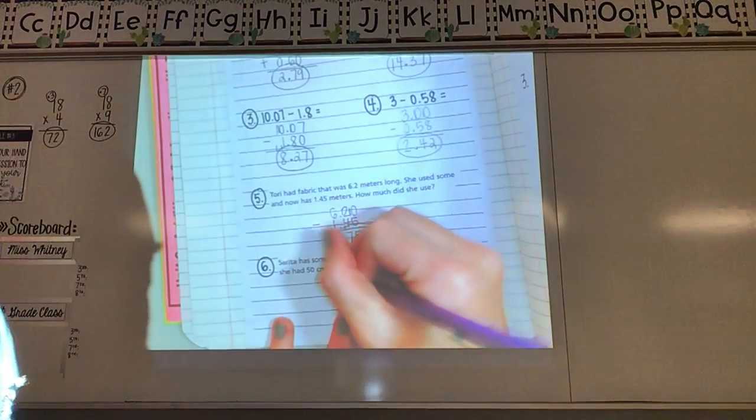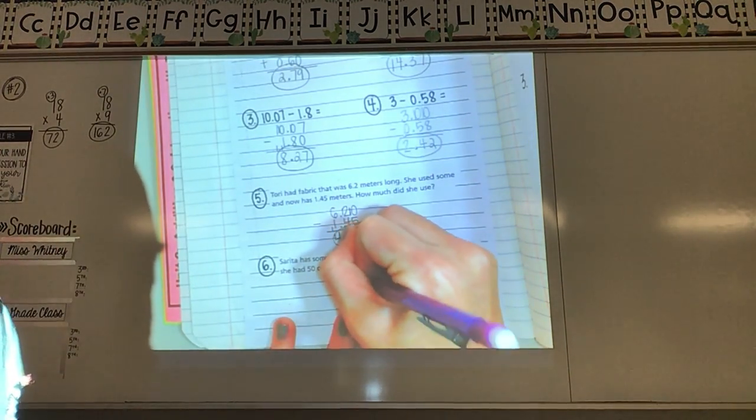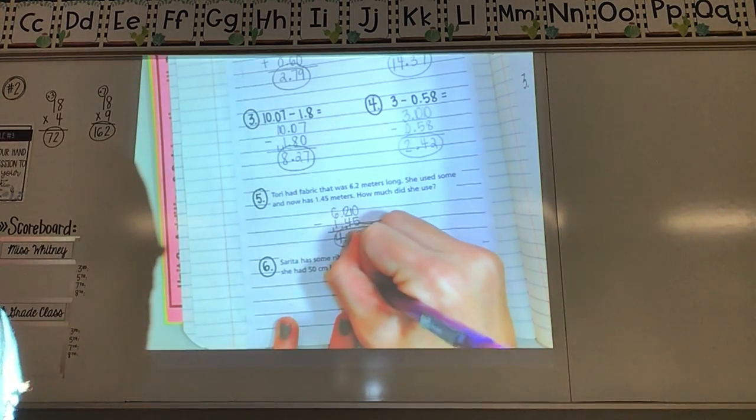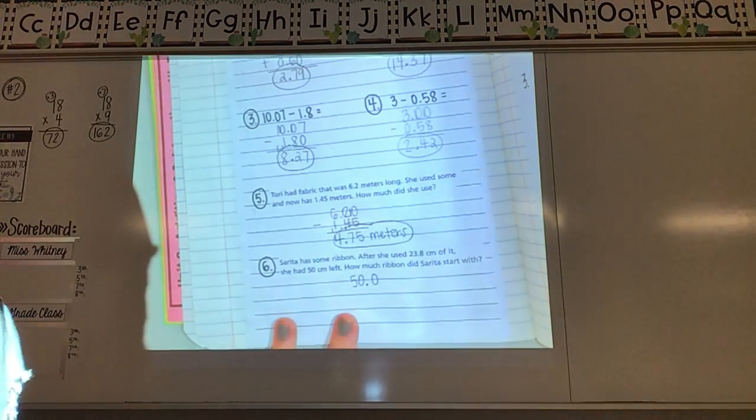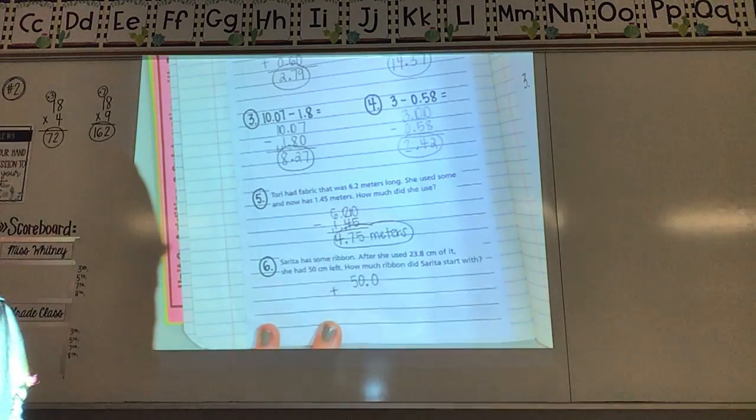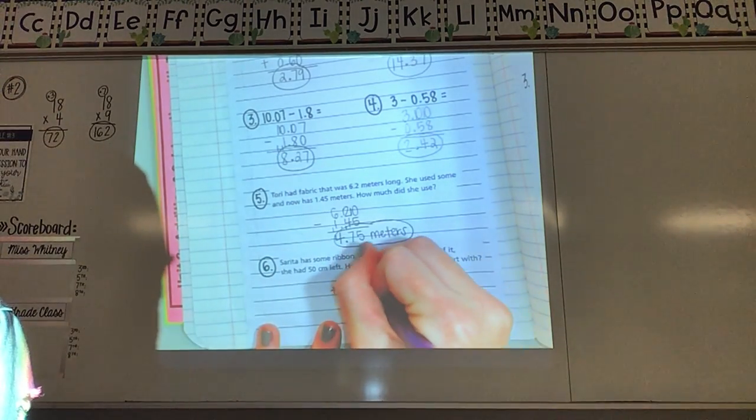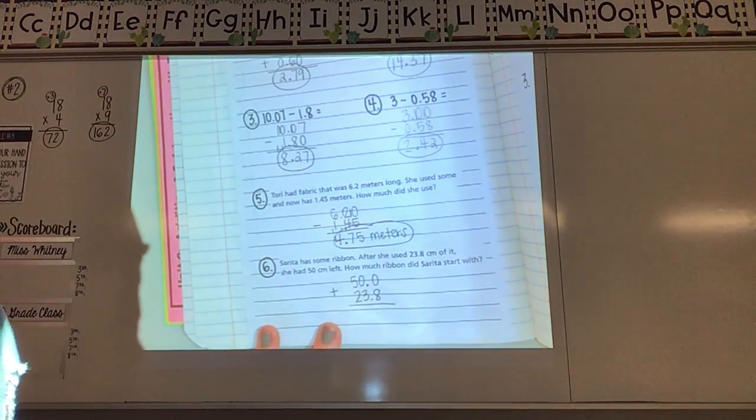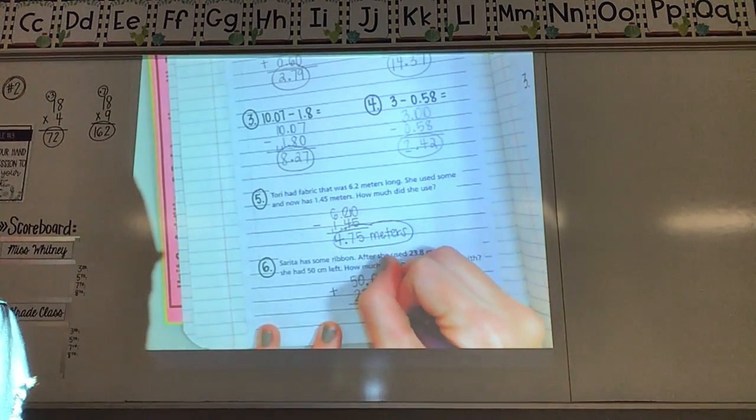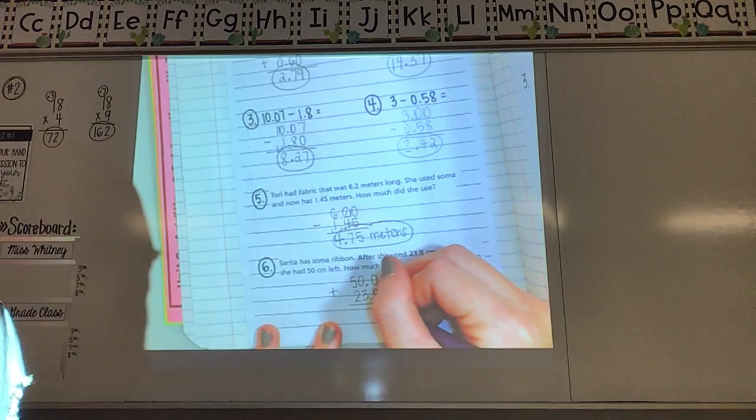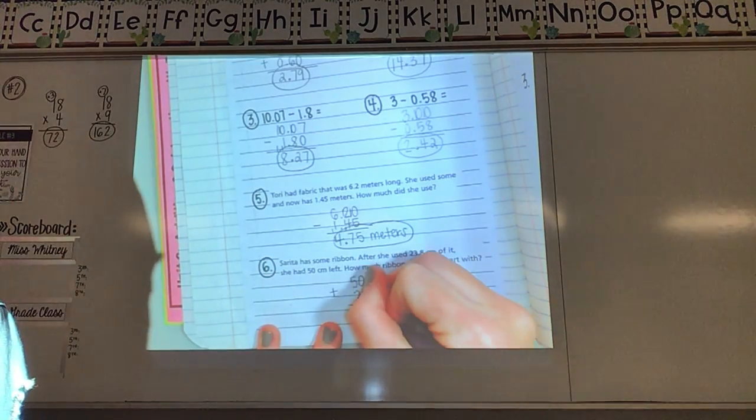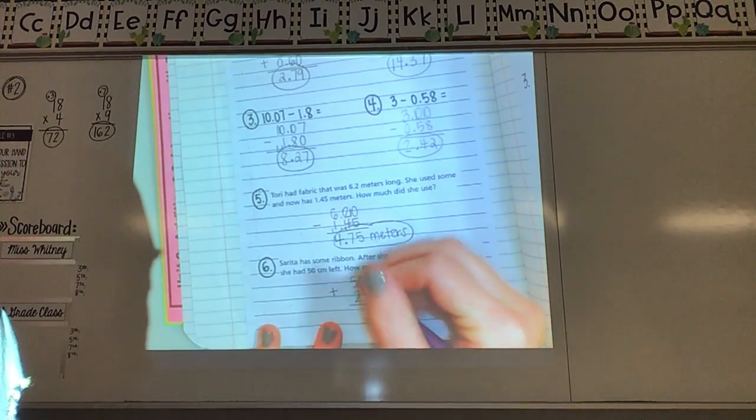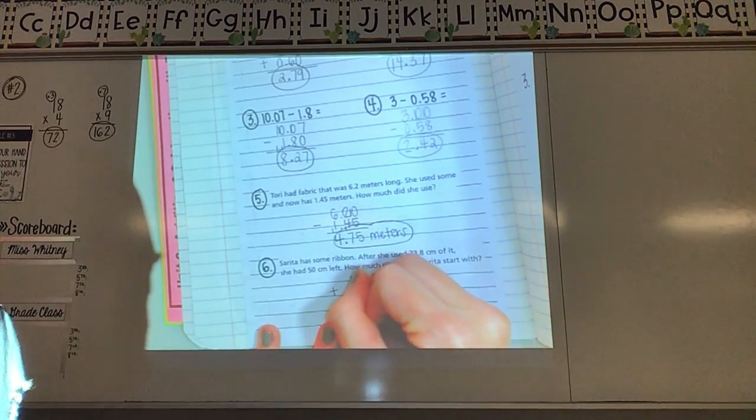So 50, 50 is not a decimal. How do I make it a decimal? Add a decimal point behind it with a 0. Plus 23.8. Oh, and look, I don't even have any blank spaces this time. I'm just ready to add. 0 plus 8 is 8. I'm at my decimal. What do I do when I see my decimal? Copy it down. 0 plus 3 is 3. 5 plus 2 is 7.